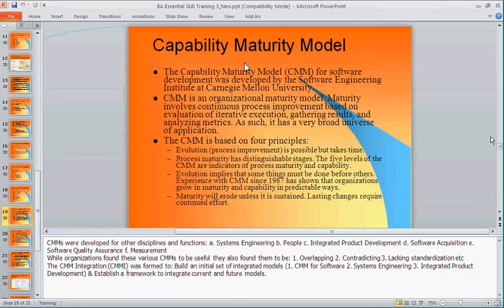So it is an evolutionary process. Second principle is, while you are evolving, there are 4 distinct stages. Okay? Actually, there are 5 distinct stages. These 5 stages are called the levels. They are level 1 through 5. And these levels are indicators of your maturity.